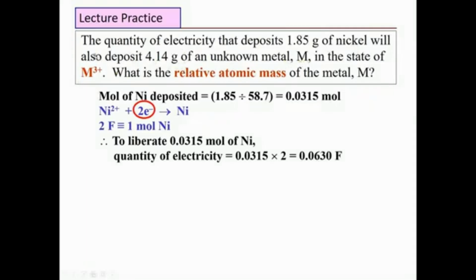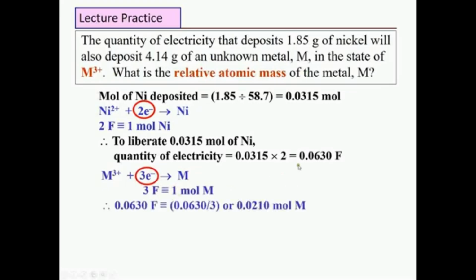So the equation involved here will be M3+ plus 3 more electrons to give M. So the equation tells us 3 Faraday is equivalent to 1 mole. So for this quantity of electricity, 0.0630 Faraday, the amount of M liberated will be this. So the mass of 0.0210 mole of M essentially is 4.14 grams given here.